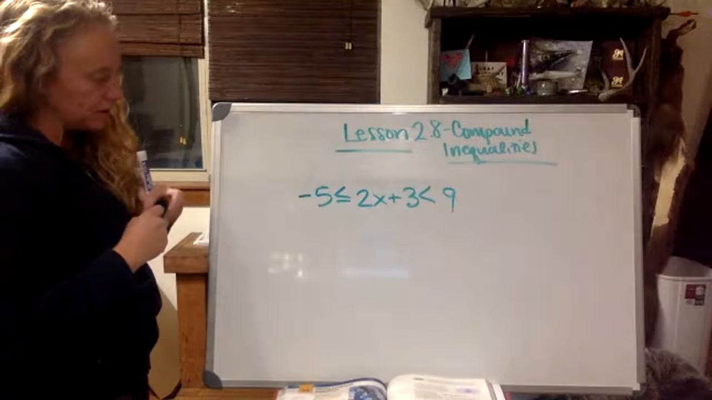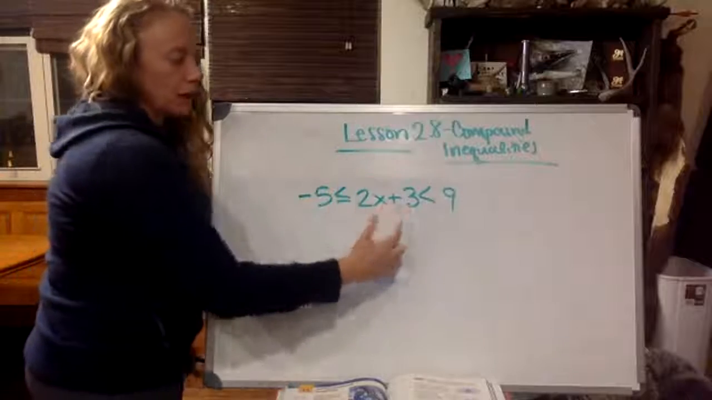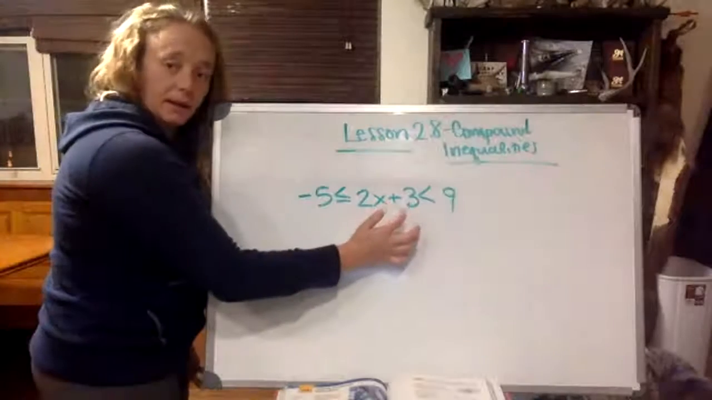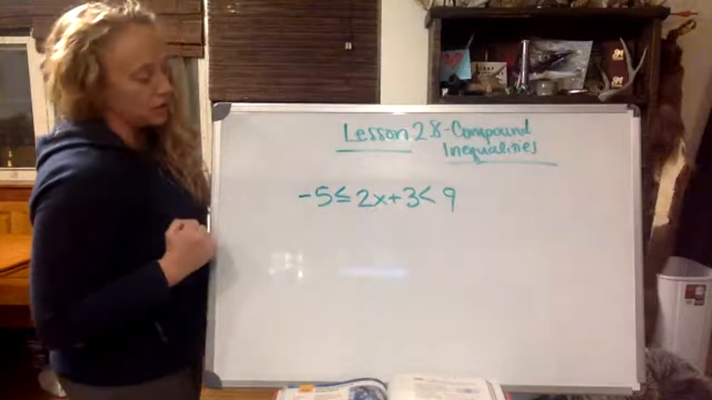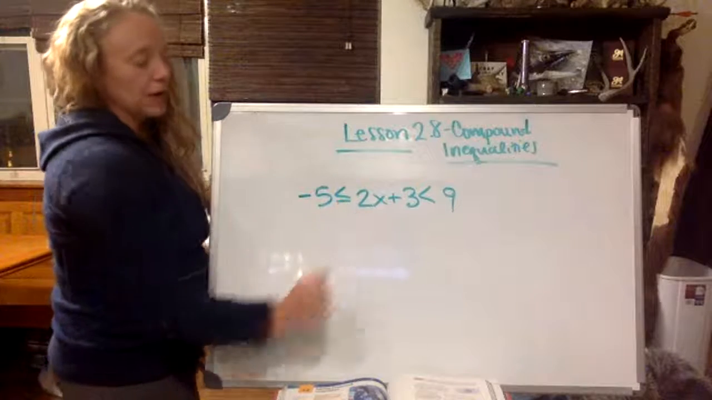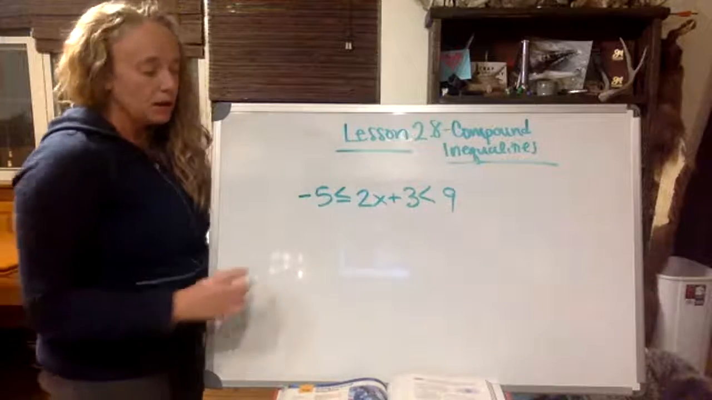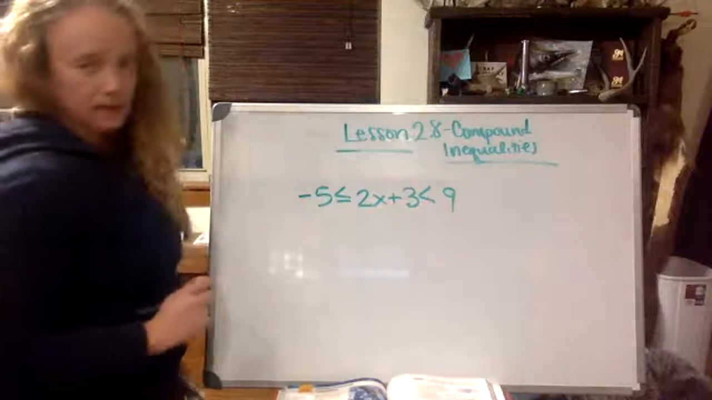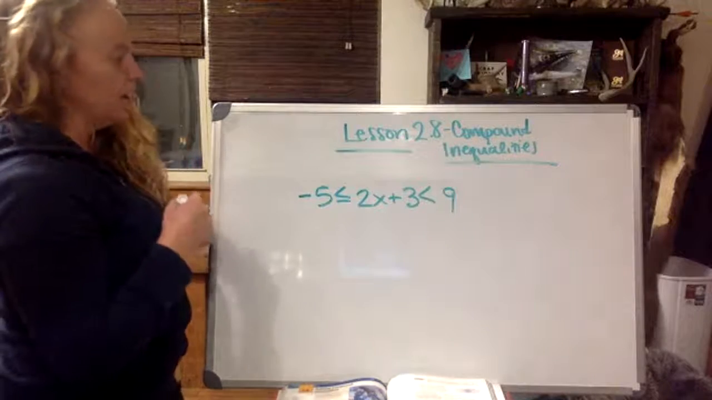So a couple of observations I make. It looks like I'm going to be doing 2 steps. I'm going to need to subtract by 3 and divide by 2. As well, I have a less than or equal to and a less than sign. So I have 2 different funky signs that I'm going to have to pay attention to with this.